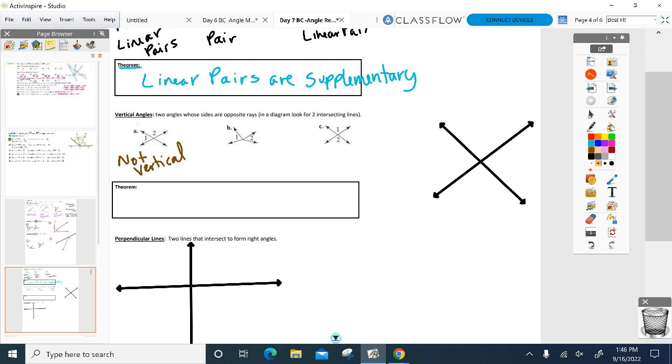How about B? They have to be formed by 2 intersecting lines. Lines measure 180, and they certainly don't measure 180. Not vertical. And on letter C, somebody made this point in my last class, how do I know those are lines? I'll tell you, they're lines. So 1 and 2 vertical? Yep.